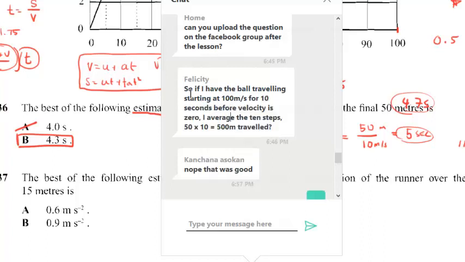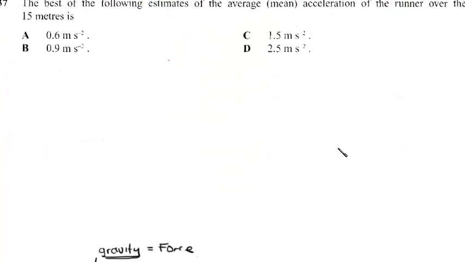Yeah, you're right. So Felicity was asking about the average velocity, going back to the previous problem. If a ball was launched at 100 meters per second, we know it's going to take 10 seconds to reach the top, because gravity eats away 10 meters per second every second. You can figure out the maximum height simply by figuring out the average velocity.